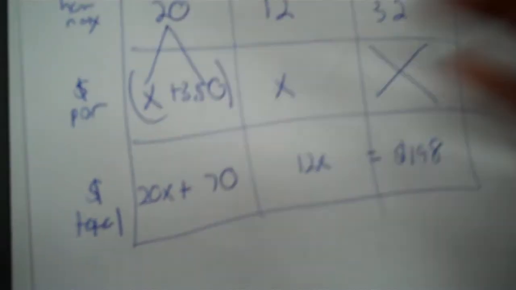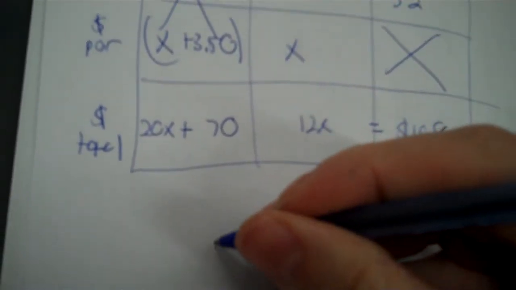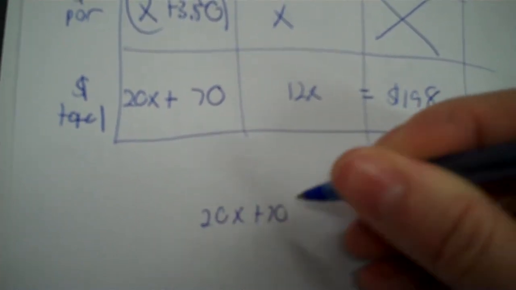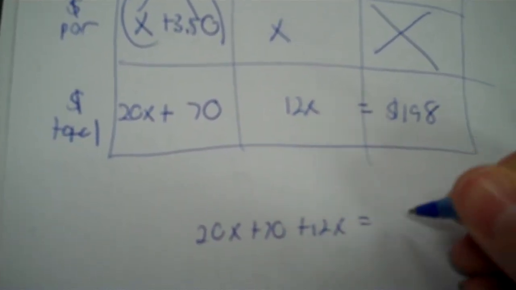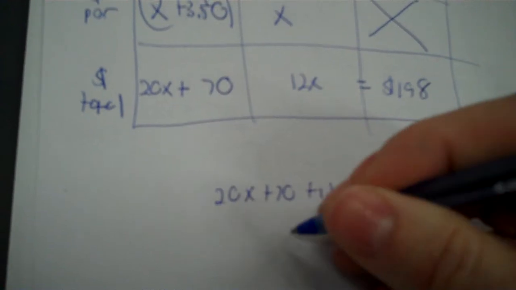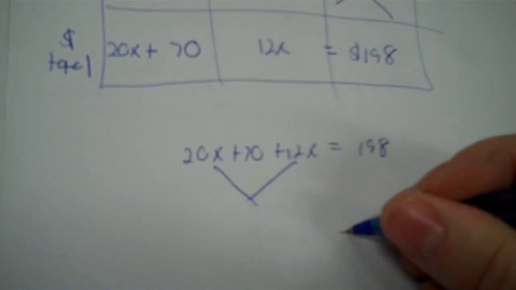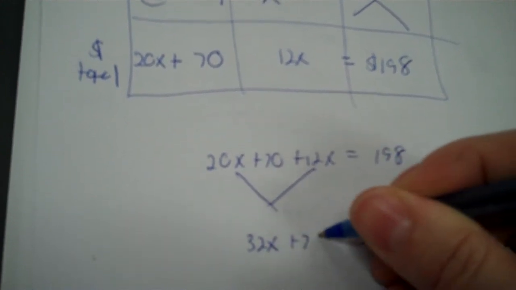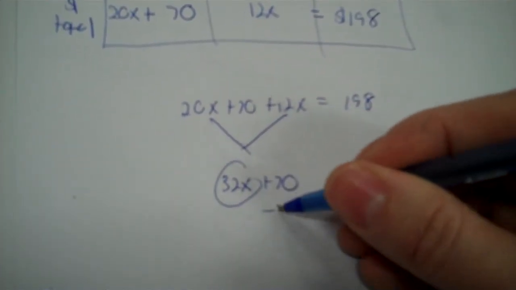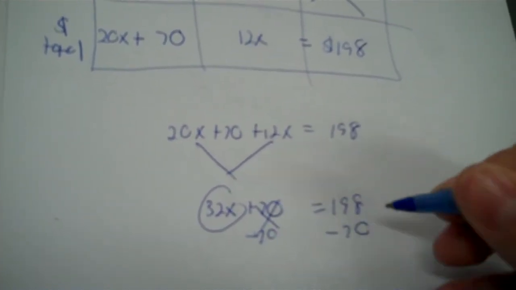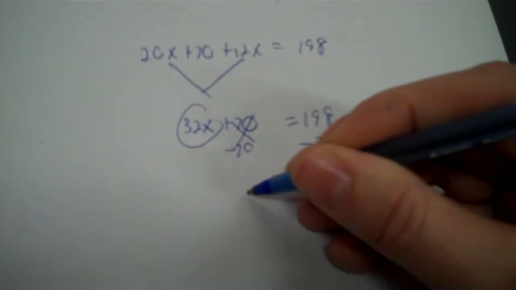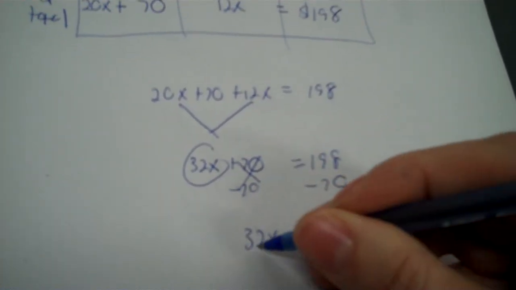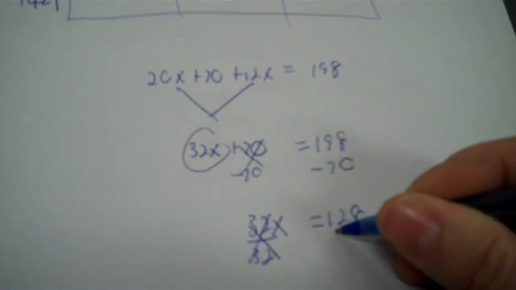And then 20 times 3.50 is going to give me 70. And there we have it, okay? So 20X plus 70 plus 12X equals 198. So I can add the X's. That gives me 32X plus 70. Then minus your 70, that takes you to 128. Then you got 32X. Then divide by 32.